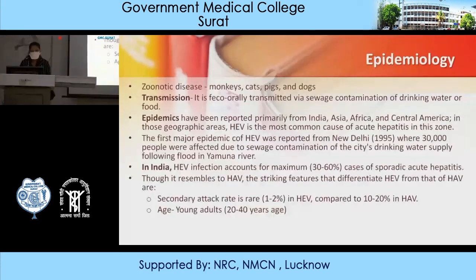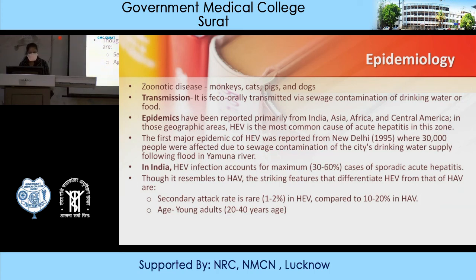Epidemiology: it is a zoonotic disease, with reservoirs like monkeys, cats, pigs and dogs. In transmission, it is feco-orally transmitted via the sewage contamination of drinking water or food. Epidemics have been reported primarily from India, Asia, Africa and Central America. HEV is the most common cause of acute hepatitis in those geographical areas. The first major epidemic of HEV was reported from New Delhi in 1995, where 30,000 people were affected due to the sewage contamination of the city's drinking water supply following flood in the Yamuna River.